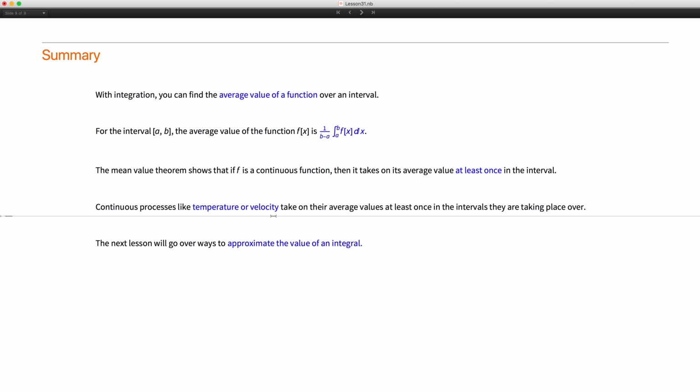So you have a mean value theorem which tells you that the area under the curve is equal to the area of a certain rectangle. That's a very powerful theorem for calculus. So in the next lesson, we'll talk about the approximate values of integrals.